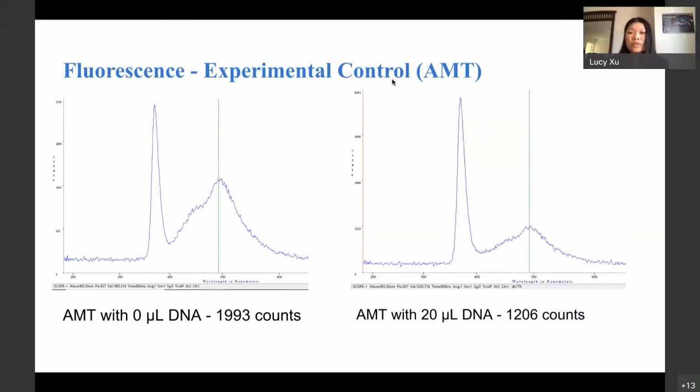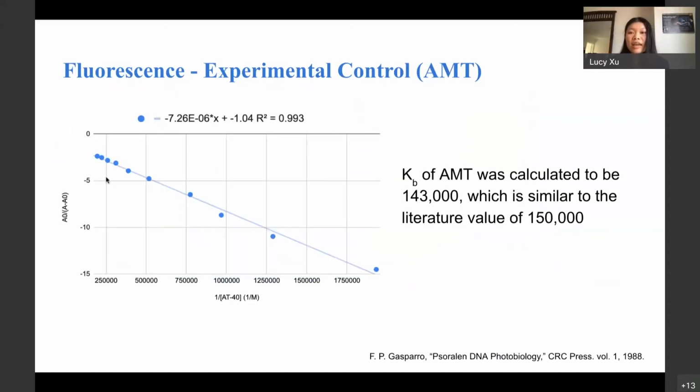Looking at the experimental control, AMT, which has a known binding constant, you can see that with 0 microliters of DNA, it has 1993 counts, and then as you gradually add more DNA, this peak will get lower and lower until you see it with 20 microliters of DNA at 1206 counts, so there's around a 700 count difference. And using that data, we are able to plot the line and experimentally determine the Kb of AMT, which was around 143,000, which is similar to the literature value of 150,000. And this confirms that this technique can be used to find the DNA binding constant.